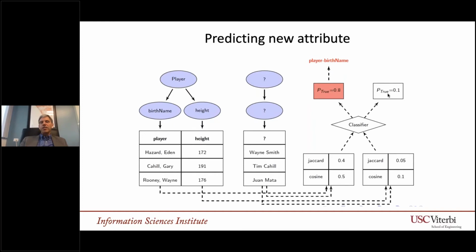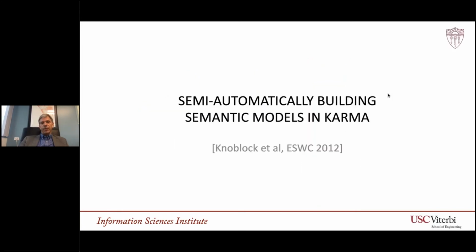And note that this is embedded in Karma, and so the user ultimately gets to decide. So it's going to present to the user what it thinks are the most likely matches ordered by these scores. And then ultimately the user can override them if the system somehow gets it wrong. But this works quite well, and it's quite scalable. So that's the first step. Let me now move on to the second piece, which is actually building these semantic models in Karma.